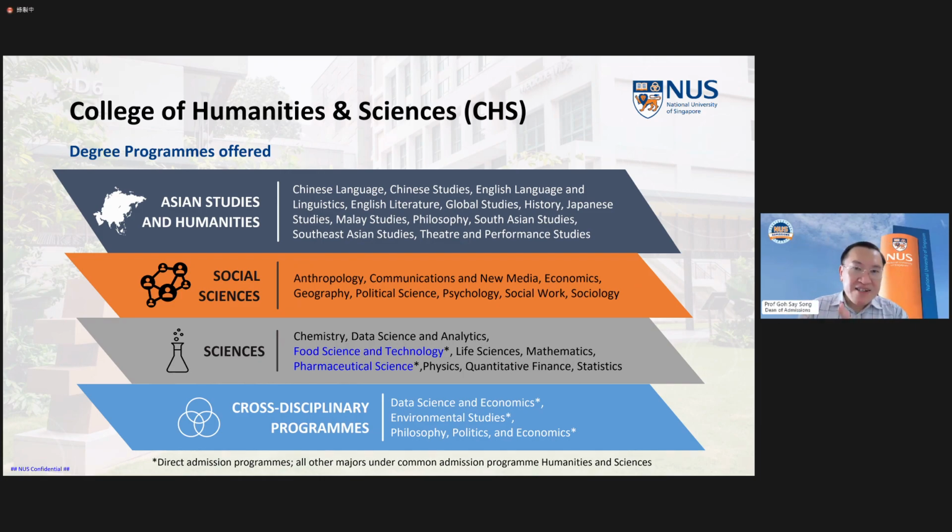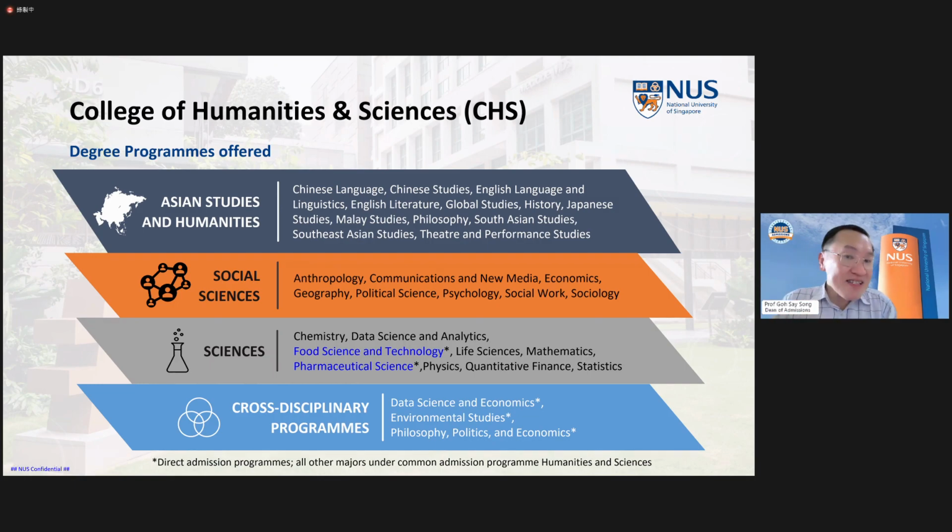All the others actually are a common admission program. Similar idea as that common admission program for engineering. This time around, the common admission program is humanities and sciences. I saw on the sign up that some students are interested in mathematics, which I'm very pleased about. So, for example, if a student wants to study mathematics, then you apply for the humanities and sciences program and you indicate mathematics as the preferred major.